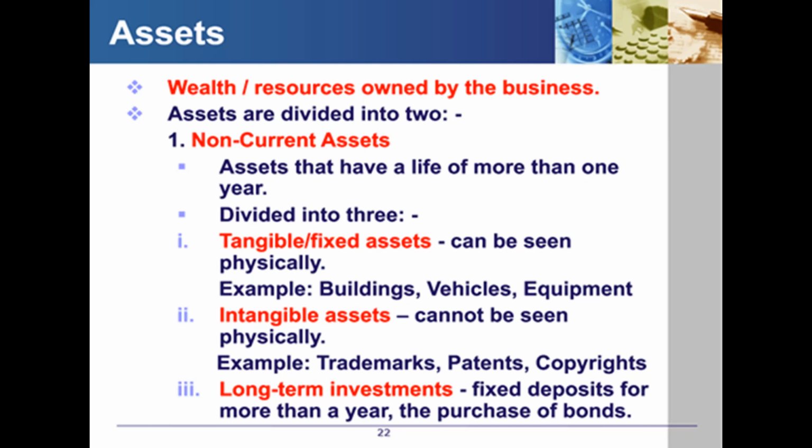1. Tangible assets or fixed assets. It can be seen physically. Example, buildings, vehicles, and equipment. 2. Intangible assets. The asset that cannot be seen physically. Example, trademarks, patents and copyrights. 3. Long-term investments. Example, fixed deposits for more than a year and the purchase of bonds.